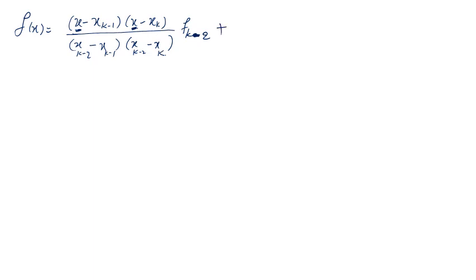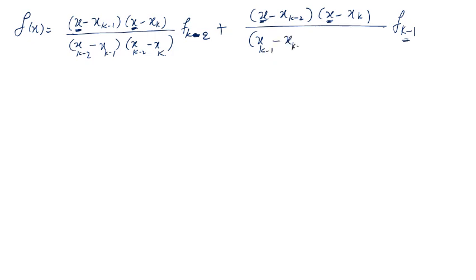Plus, similarly, the next term is f_{k-1}, and its quotient: here we remove the difference (x - x_{k-1}) and write the remaining differences (x - x_{k-2})(x - x_k). In the denominator, replace this x by x_{k-1}. So (x_{k-1} - x_{k-2})(x_{k-1} - x_k).